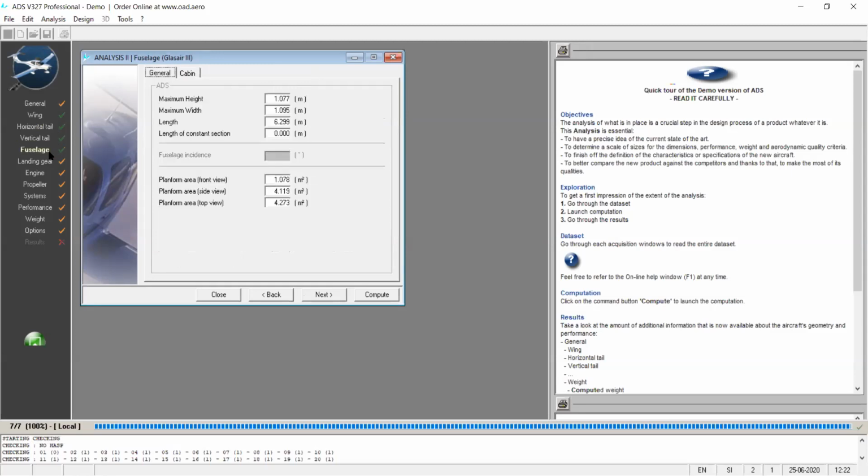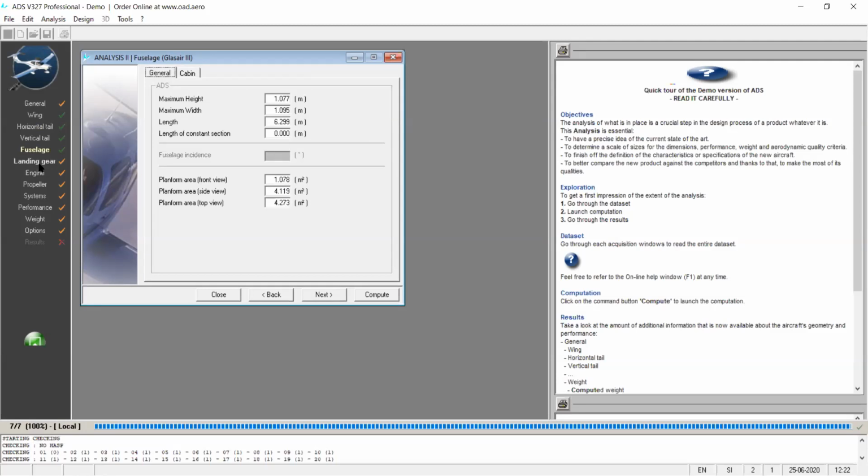And you can see the fuselage. And what is the maximum height of the fuselage, maximum width. This height to width is called the fineness ratio. I will discuss it in the crew station and passenger payload. Just be familiar with these things. Length of the fuselage is this. And we can see the platform area of front view, side view, top view.